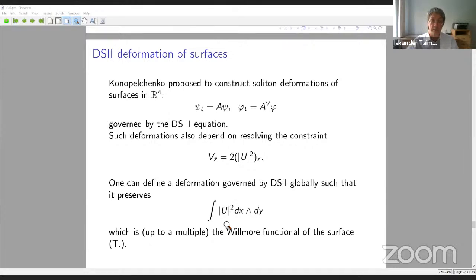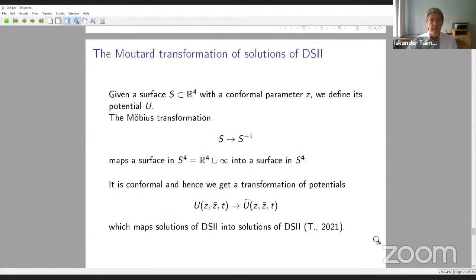It's the squared norm of U. Here, potential U is complex valued, so I have to put in the modulus. It's up to the Willmore functional of the surface. So this is the first integral. And now I would like to use this representation the other way around. First, I would try to apply it to surface theory to relate the conformal geometry of surfaces to spectral properties of the differential operator D, which comes into this representation.